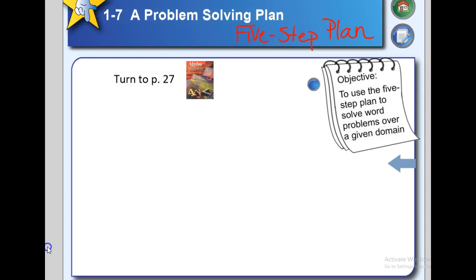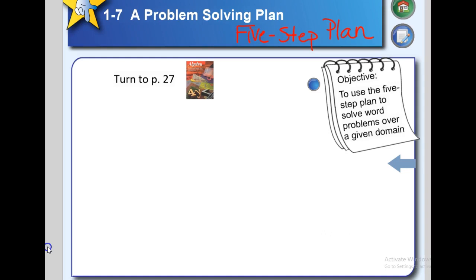Step number 2. Choose a variable and use it with the given facts to represent the unknowns. So just like last night, step number 2 is going to be our let statements. Step number 3, reread the problem and write an equation that represents relationships among the numbers. Okay, so just like last night, step number 3 is writing the equation. We've got to be a good detective, find those clue words, find where the equal sign goes, and be able to translate those words into a math sentence.